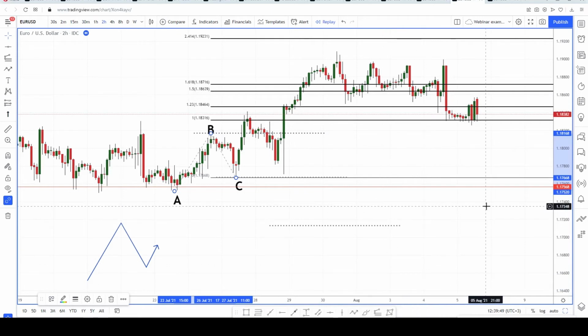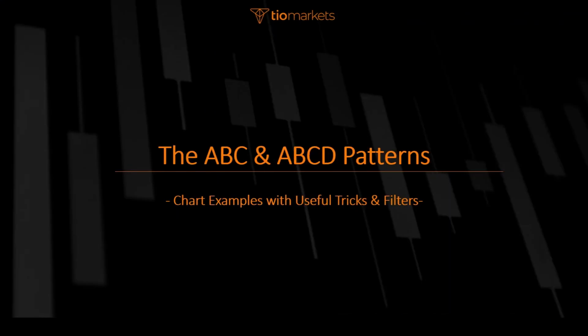Okay, so what about those ABCD formations? What's the point with them? Let me take you there. I had an example. Here we go.